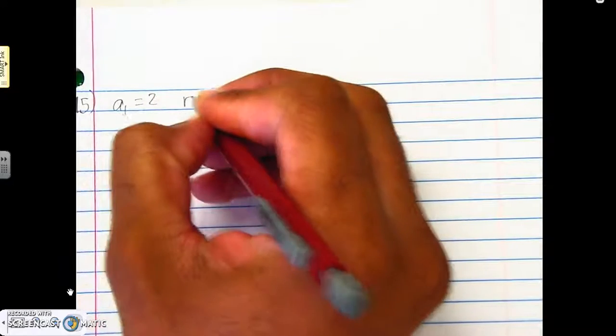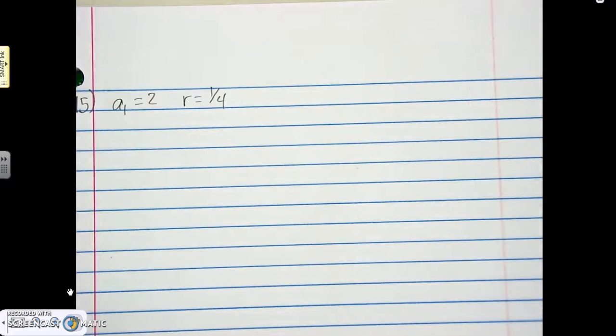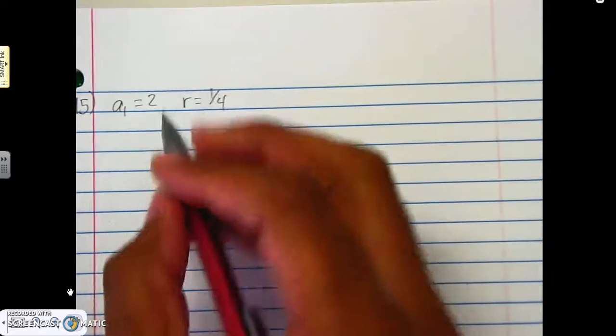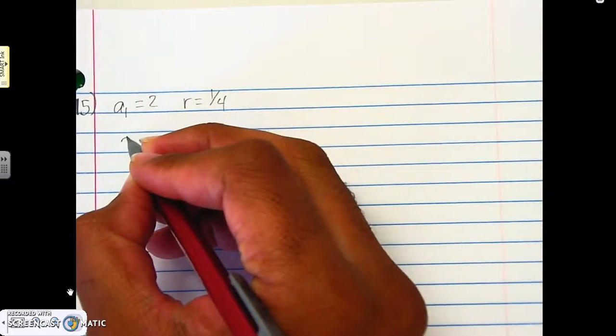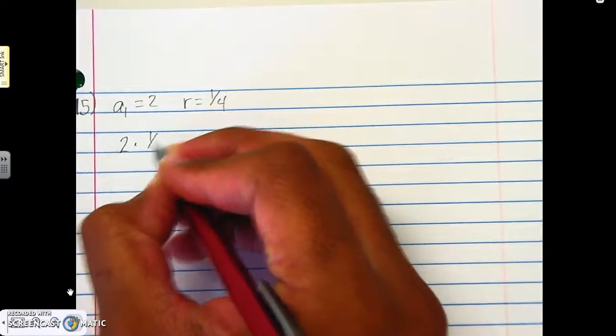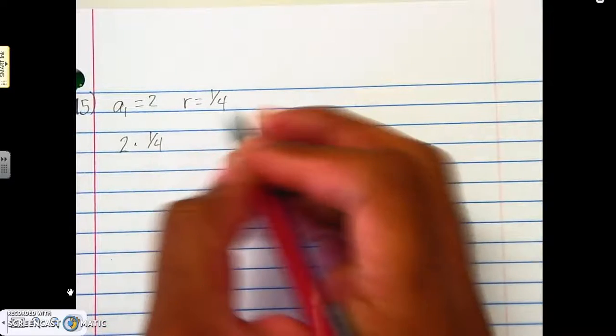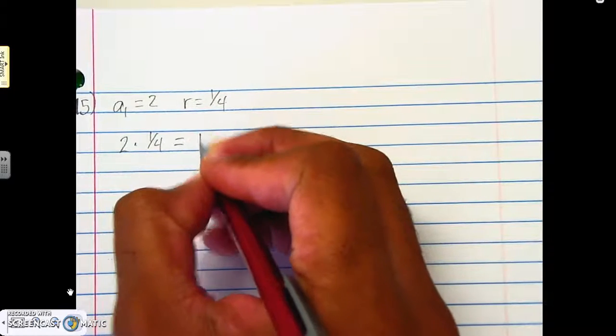Fifteen says find the first 5 terms. They gave you A1 equals 2 and R equals 1/4. With this, no formulas need to be used. All you have to do is multiply. Just like with the arithmetic sequence, we added the common difference, here we're multiplying by the common ratio. So we take A1 times 1/4, and that gives us 1/2.